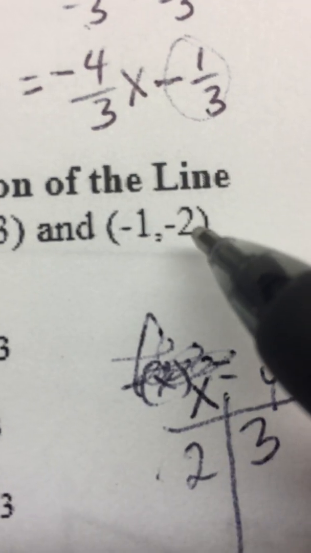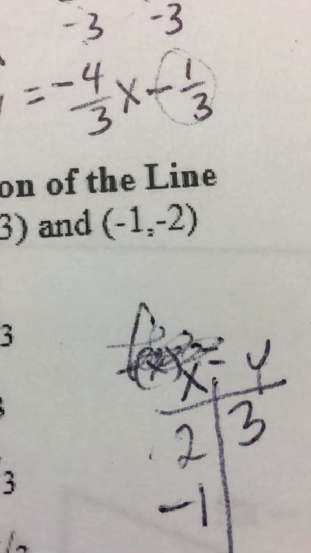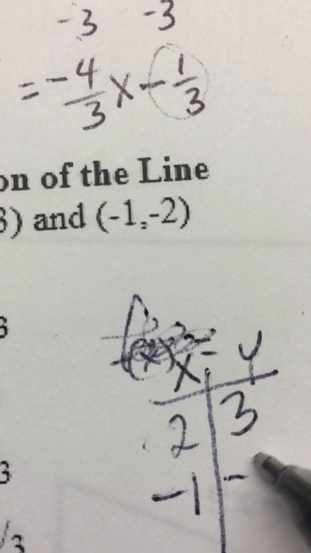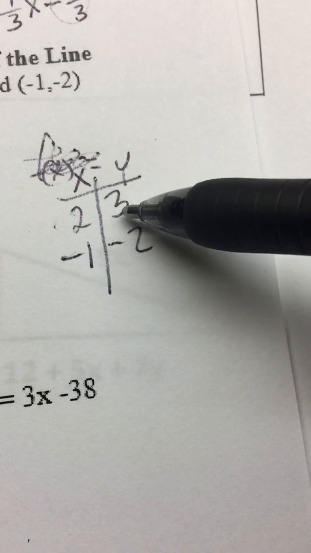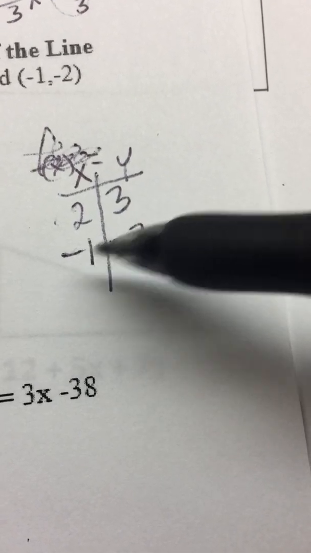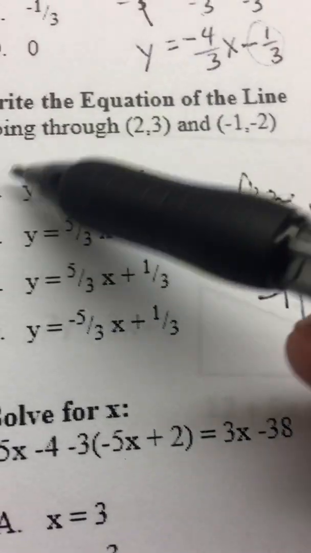X is negative 1, y is negative 2. So when x is negative 1, the y needs to be negative 2. Once I put the equation in, I go check the table. Scroll around till you can see the 2 from the x and see if y is 3, and also check the second point, negative 1, negative 2. If both these points match, that's your winner. If it doesn't have both of these, then cross it off.